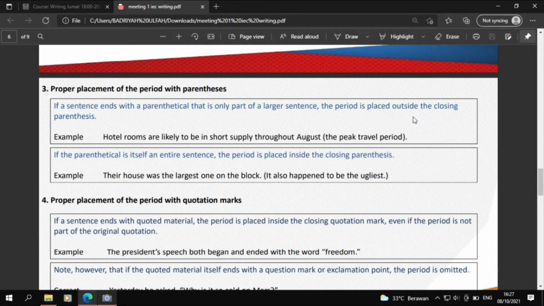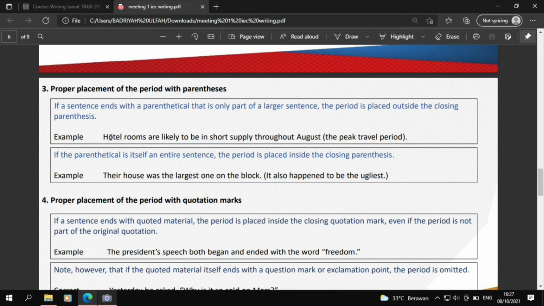Ada yang titiknya di dalam, titiknya di luar, nih contohnya. Ada titiknya yang di dalam. Nah sekarang bedanya apa? Peletakan titik di luar sama titik di dalam. Yang di luar itu katanya dia hanya part of, hanya bagian dari kalimatnya, bukan secara keseluruhan. Nah, ketika dia only part of a larger sentence, maksudnya gimana sih?